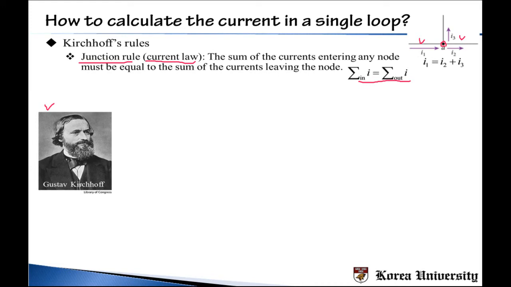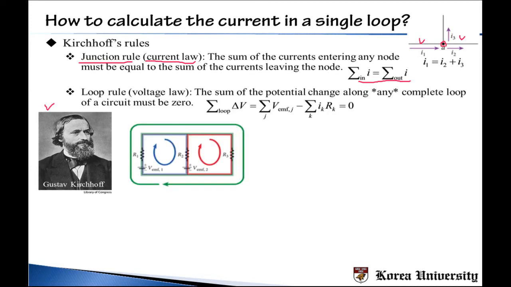Okay. And his second rule is called the loop rule, and it is also called the voltage law because it directly deals with voltages or electric potential. So what it says is that the sum of the potential change along any complete loop of a circuit must be 0. So what is a complete loop? Complete loop means the case when you go around the circuit and then are able to come back to the same place.